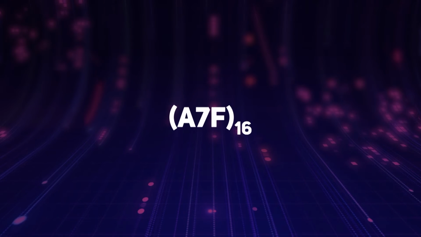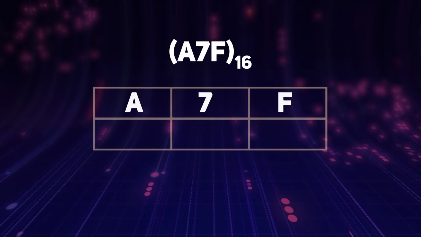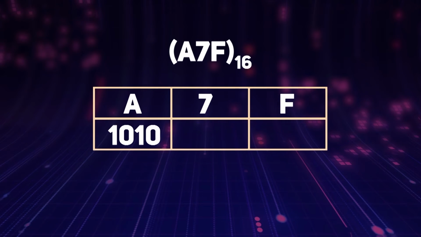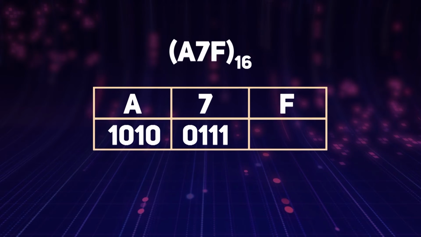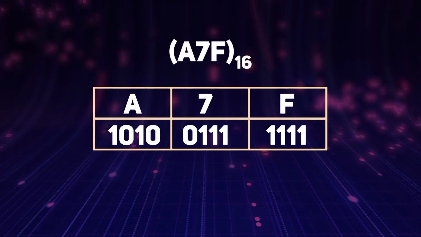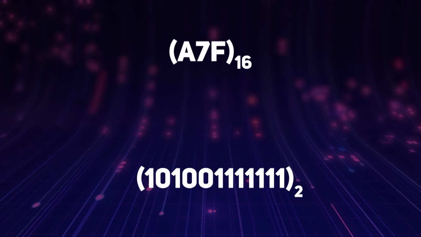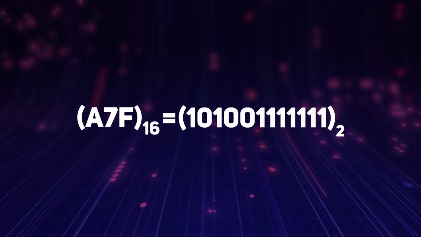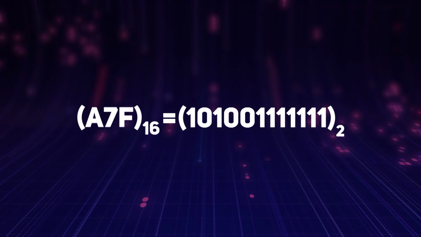We convert each hexadecimal digit to the equivalent binary number with 4 bits. So the equivalent binary of A is 1010, of 7 is 0111, and of F is 1111. Then we combine the binary groups to obtain 1010, 0111, 1111. Hence, the result A7F to the base 16 is equal to 1010, 0111, 1111 to the base 2.